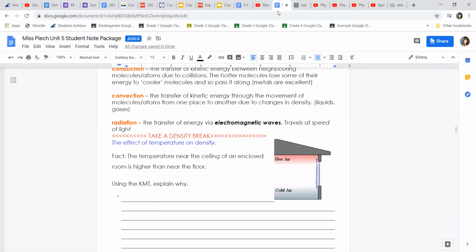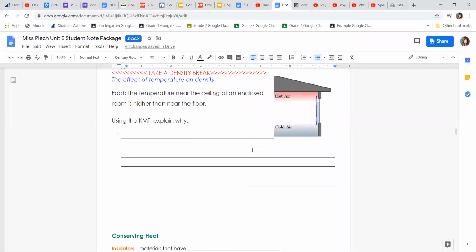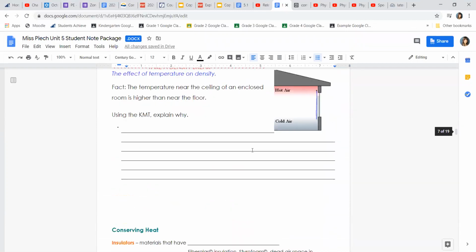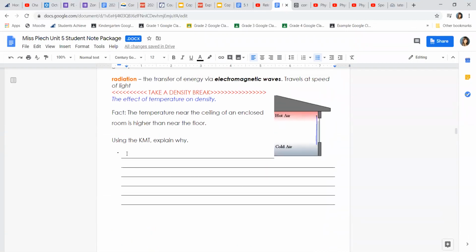All right, so I am going to finish this part here, and then I'll stop this video and go on to the rest of the pages in the next video. So using the kinetic molecular theory, explain why the temperature near the ceiling of an enclosed room is higher than near the floor? This will be on your Google form homework check, just a heads up.